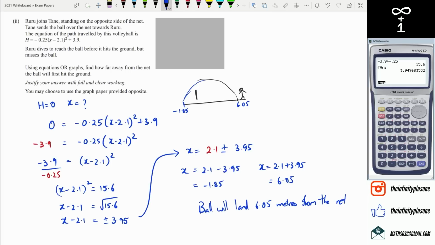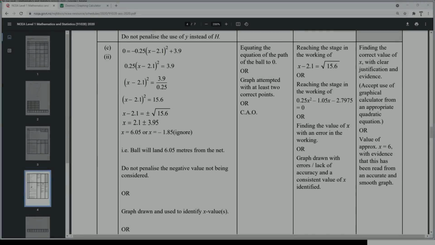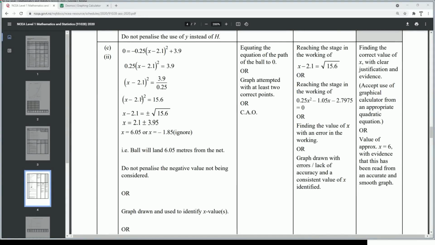So just trying to look at it, it seems like you can actually... I'll show you guys the answer schedule. So this is the method that we did, right? We actually went 0 and then we got 6.05 meters. So grades wise, putting the equation equal to 0, just putting it equal to 0 gets you an achieved.